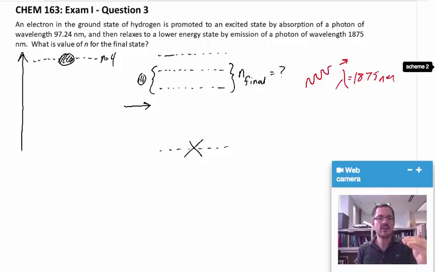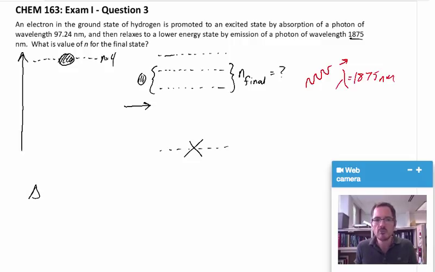But now I've got to descend because I'm going to emit a photon. Now I already know one thing. The second step, my answer will not be n equals 1. If it was n equals 1, then the wavelength of what was absorbed and the wavelength of what is emitted should be the same value. But notice the wavelength is different. So I know my final answer cannot be n equals 1. And since I'm emitting the photon, it's either going to be an energy level of n equals 2 or n equals 3. Because if I'm emitting a photon, I'm dropping the energy of that electron. And the only place I can go is n equals 2 or n equals 3.